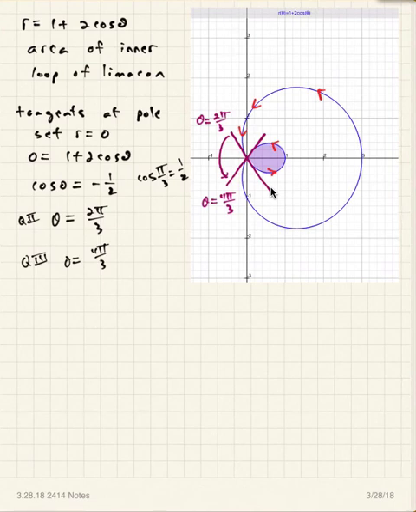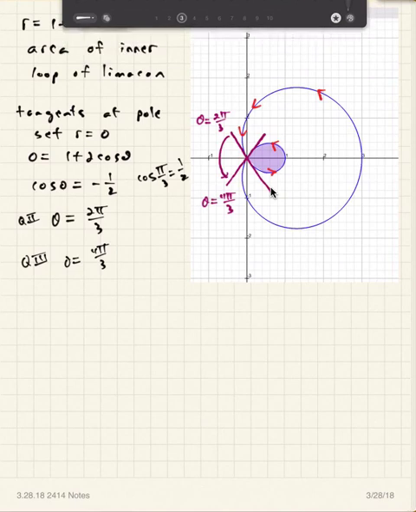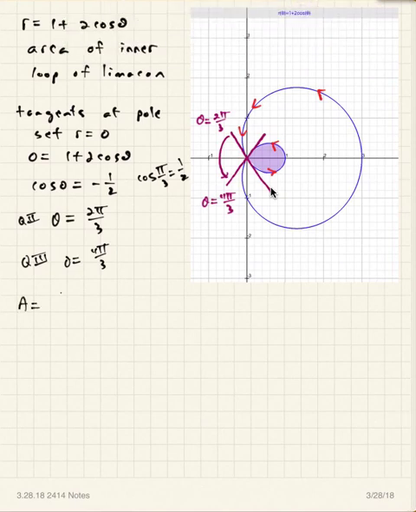And so you're going from, again, so area could be set up this way. The integral from 2 pi over 3 to 4 pi over 3, like that. That's one way you could integrate. Let me clean up that limit of integration so it looks nicer. So this is 2 pi over 3 right here.